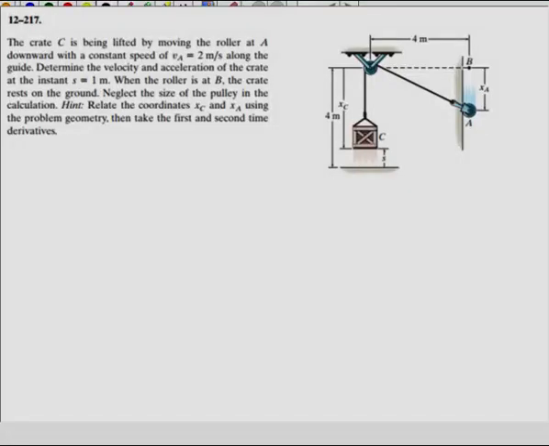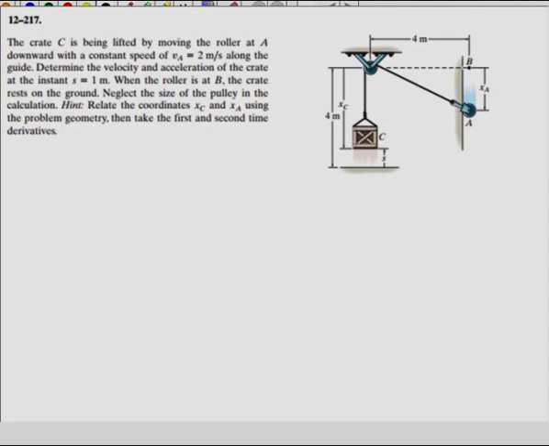Hello, so I got a few questions about dependent motion, and I realized that I didn't go through a detailed example in class where the geometry is a little more complicated than some of the pulley problems that we did. So what I'd like to do is go ahead and record a video showing one of these problems to give you an example to follow. The problem that I'm going to do is 12-217.